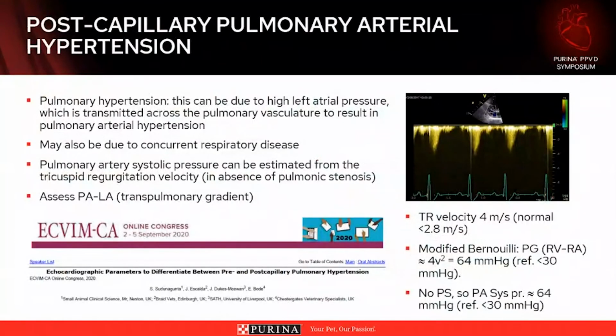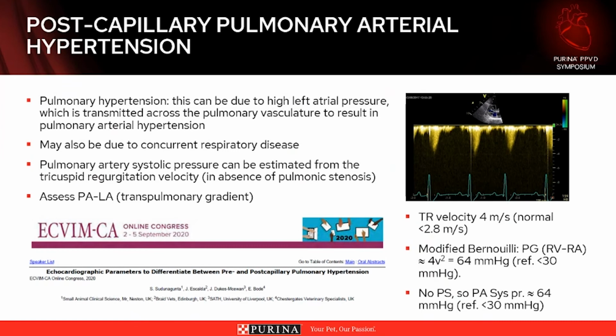Another common complication is the development of pulmonary hypertension. Most dogs with valvular heart disease will have a degree of tricuspid regurgitation, and we can measure our tricuspid regurgitation velocity to estimate the severity of any pulmonary hypertension. In this example, we're using our modified Bernoulli equation. We've ruled out any right ventricular outflow tract obstruction or pulmonic stenosis. So we're using the pressure gradient between the right ventricle and the right atrium as approximately equal to the systolic pressure in the pulmonary artery.